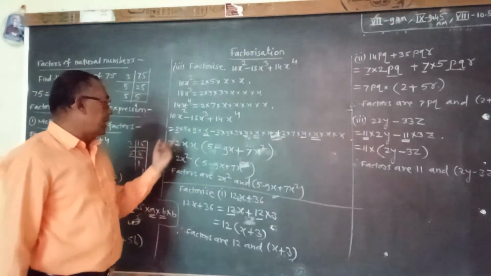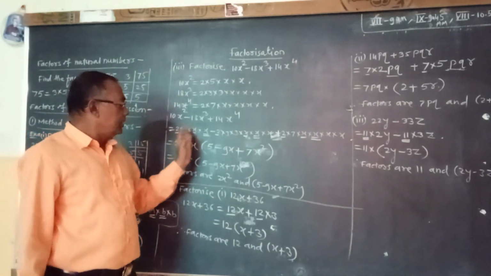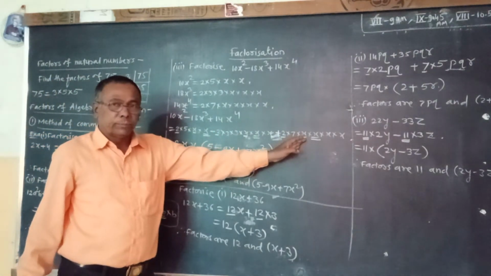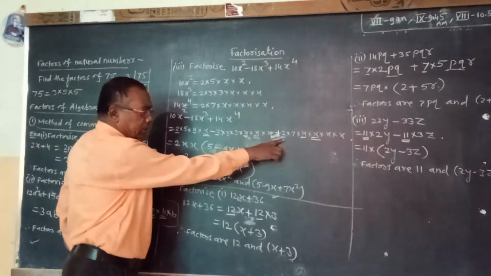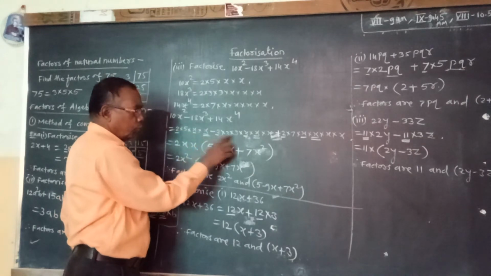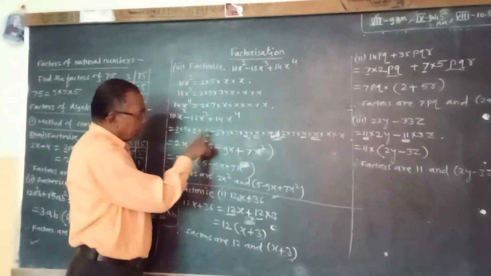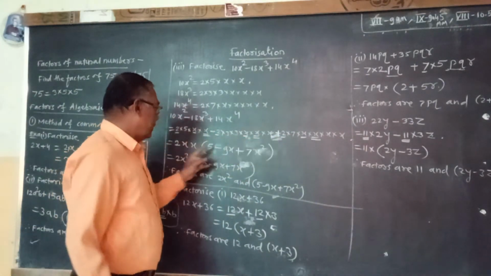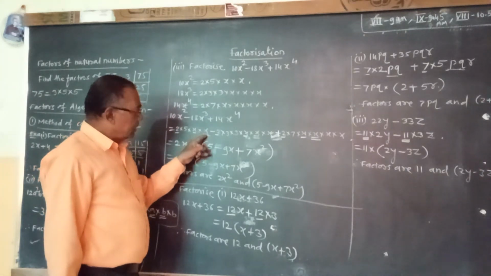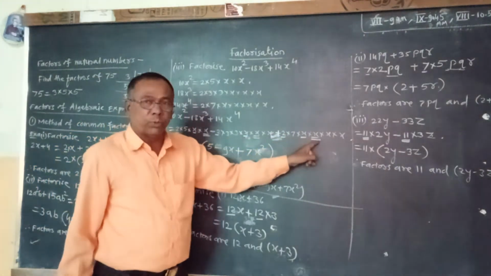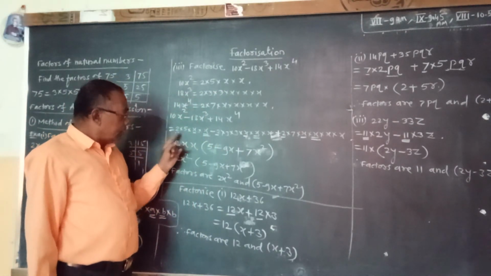And now we have to take the common factors from the three terms. 2 can be taken as a common because it is in all of them. Then x: 1x and 1x, so we have taken x as a common. Then there is one more x here, and one more x here, and one more x here, so another x can be taken as a common.